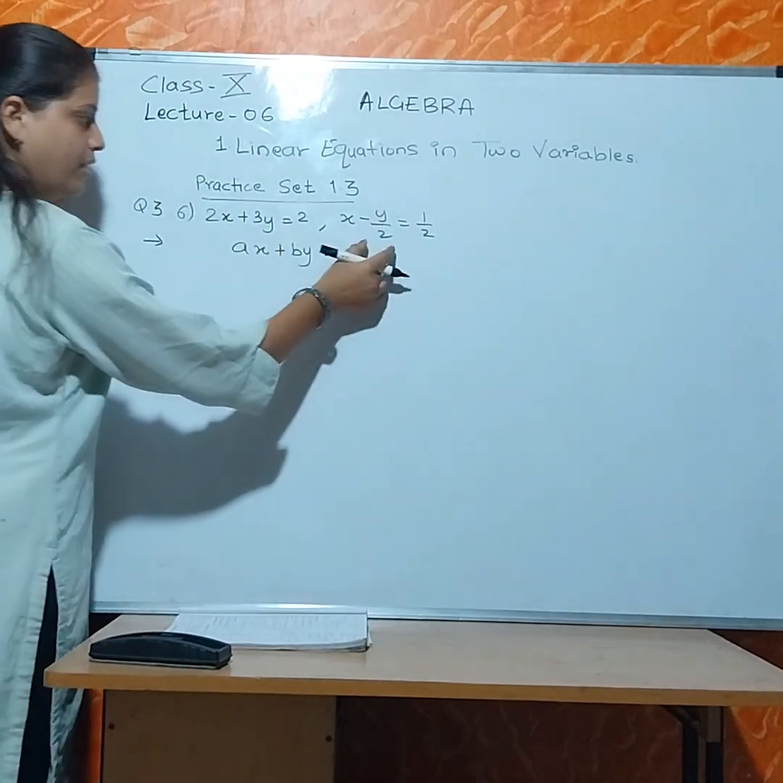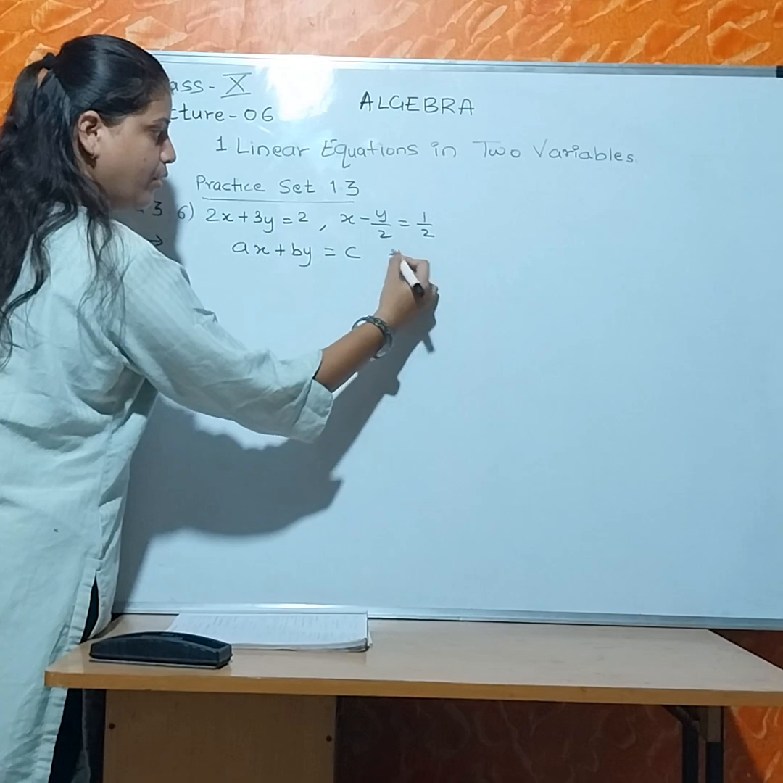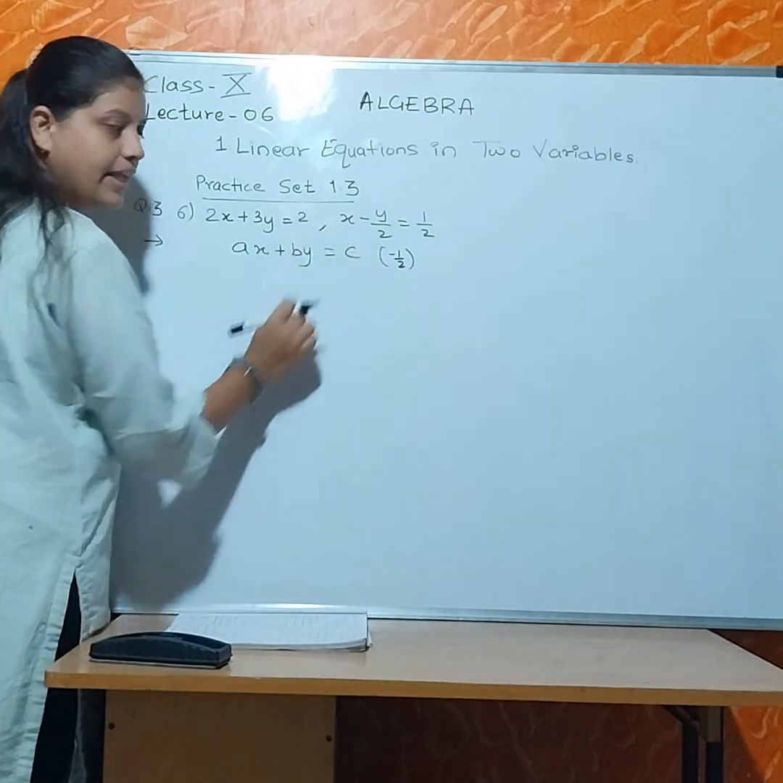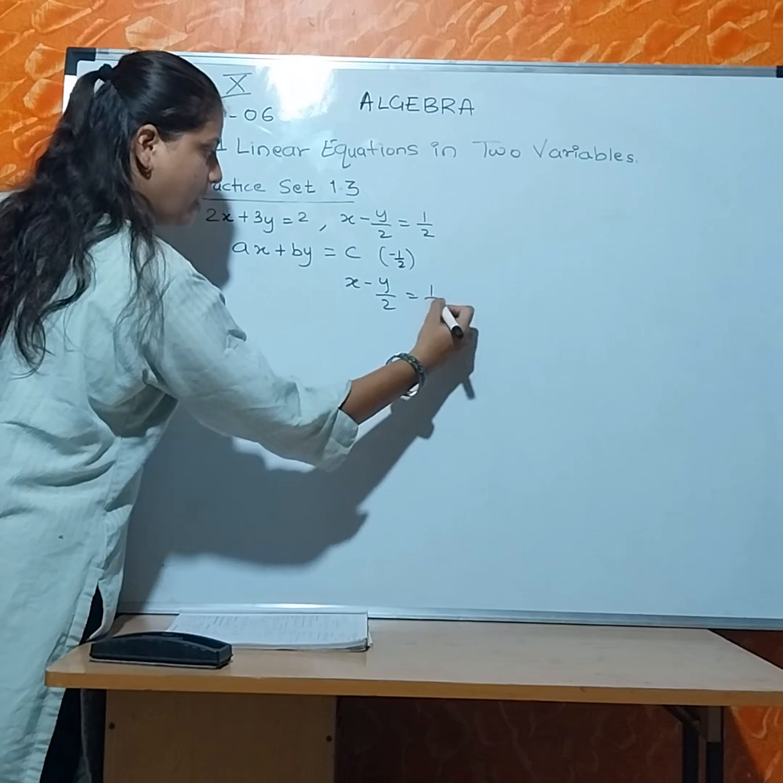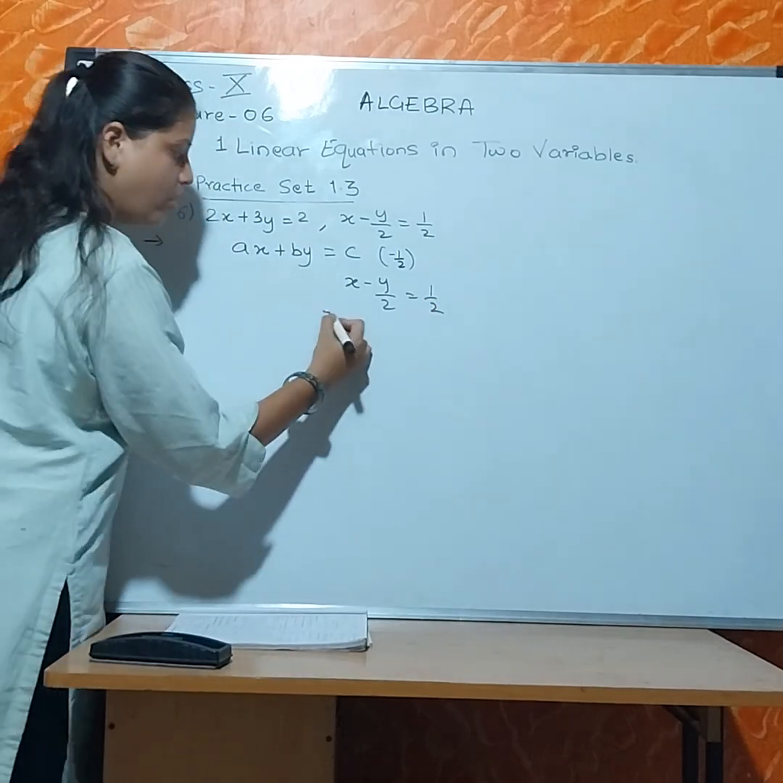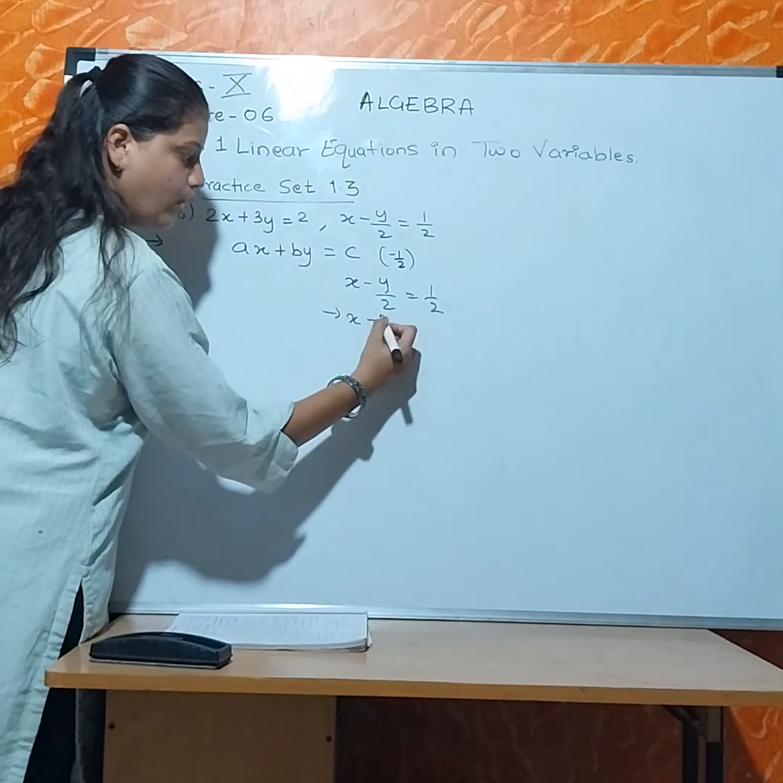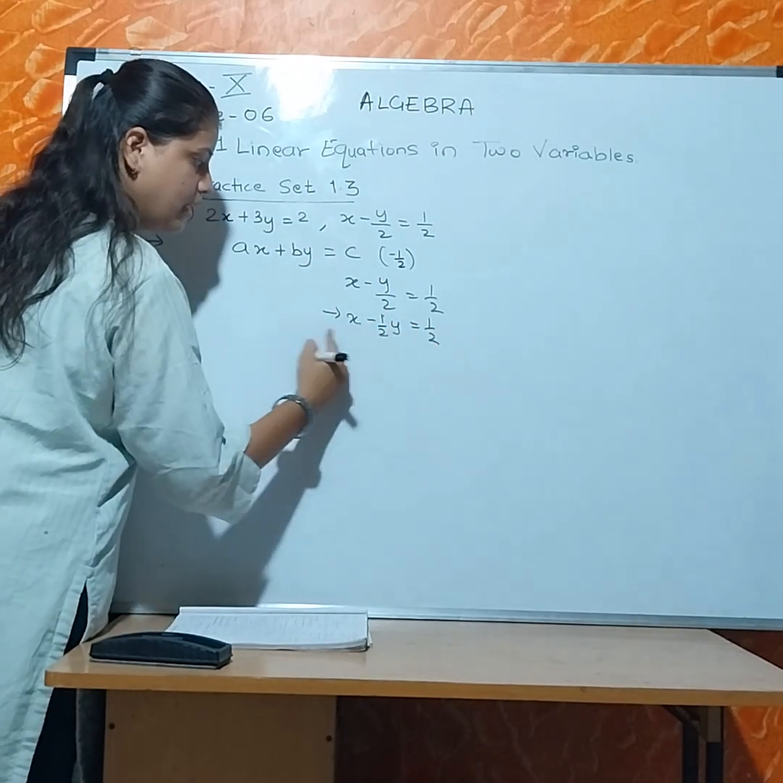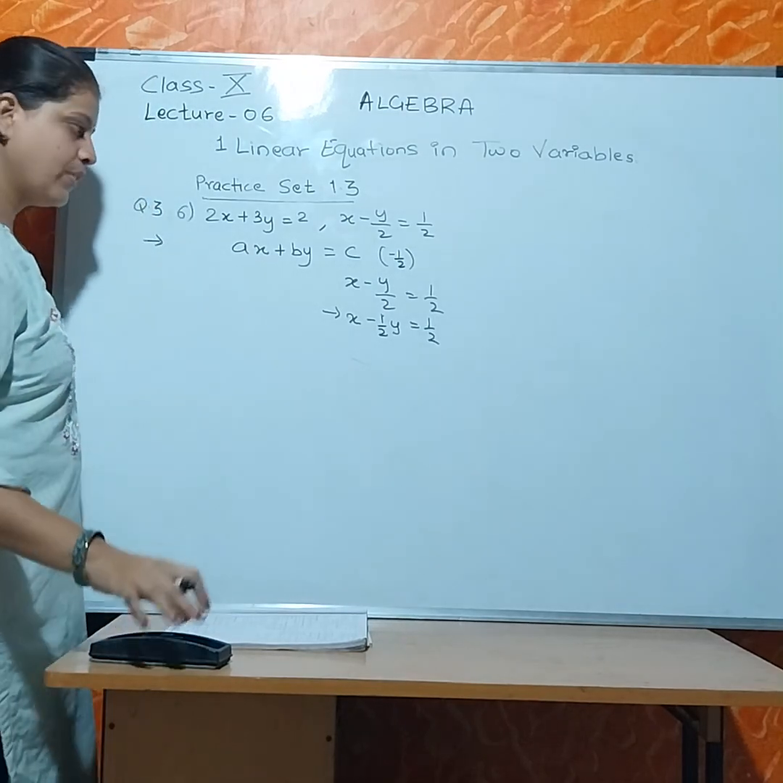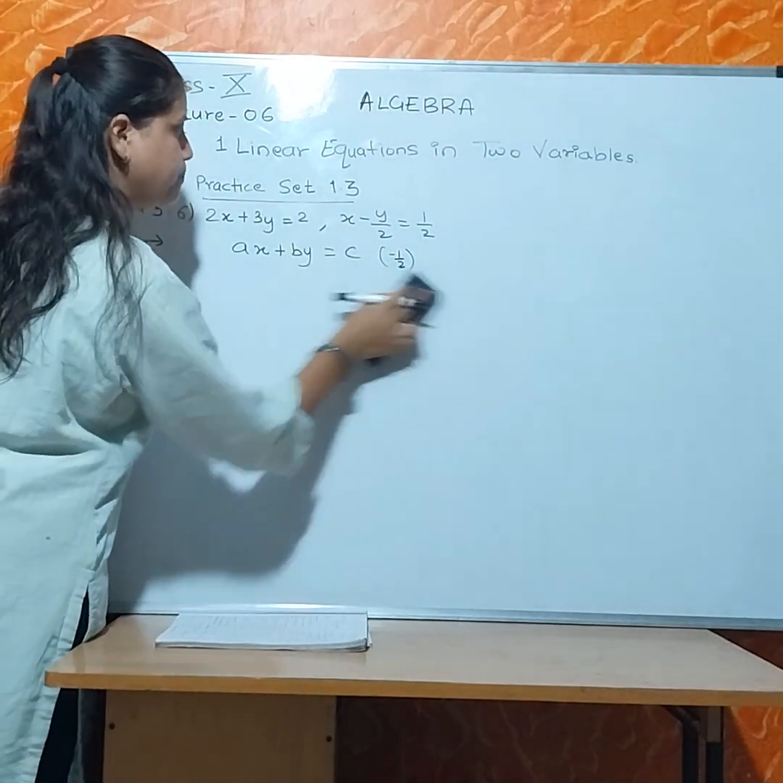Now tell me, what is the coefficient of y here? Minus 1 upon 2. See, x minus y upon 2 is equal to 1 upon 2. For this, we can also write this as x minus 1 upon 2 y is equal to 1 upon 2. We can write it in a similar way. So the coefficient of y is minus 1 upon 2 here.